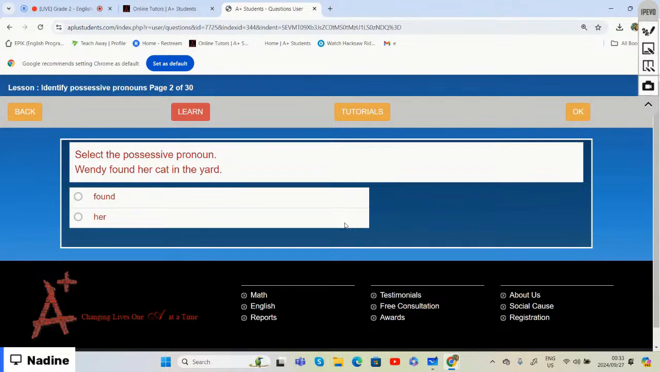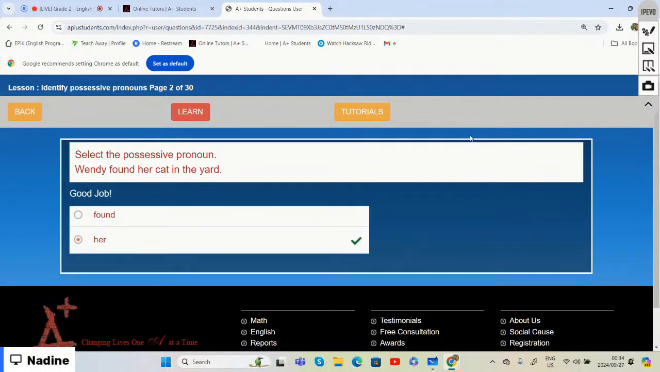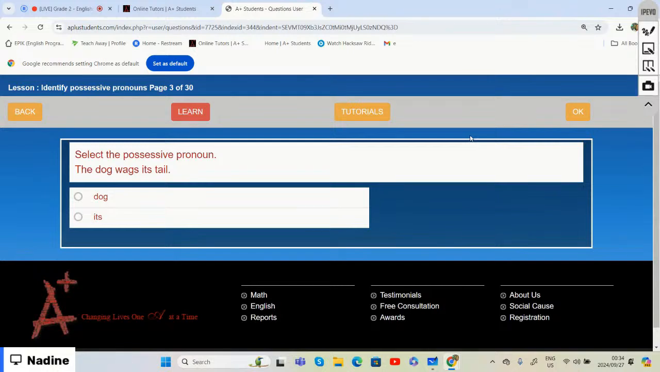So we need to choose the correct option. And if we were to choose the correct option, we would say Wendy found her cat in the yard. So her is our possessive pronoun. So her. All right. Yes. Well done. Her is correct.